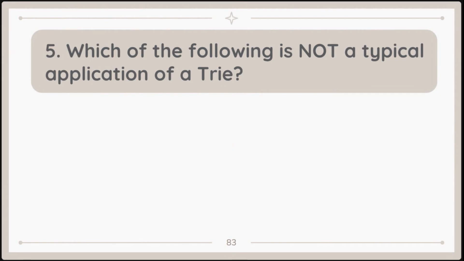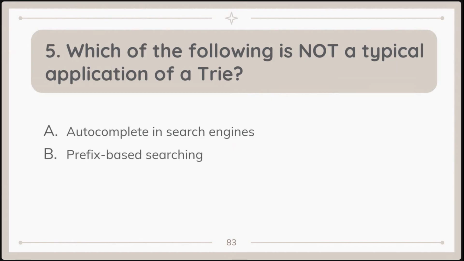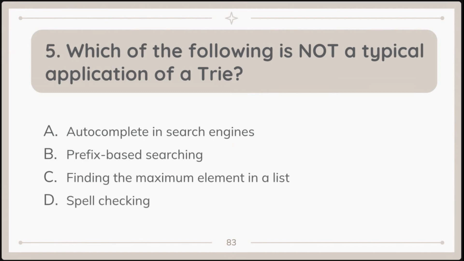The next question is, which of the following is not a typical application of a trie? A. Autocomplete in search engines. B. Prefix searching. C. Finding the maximum element in a list. D. Spell checking. C is the correct answer.